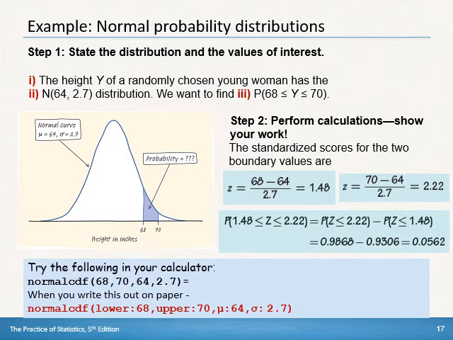Now, when you write that out on paper, you have to show me work to get full credit. So you have to write that out, but you can't just write 68, 70, 64, 2.7. You have to say what those things are: the lower bound, the upper bound, the mean, and the standard deviation.